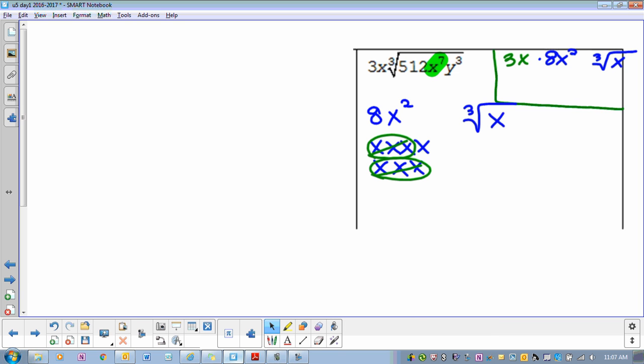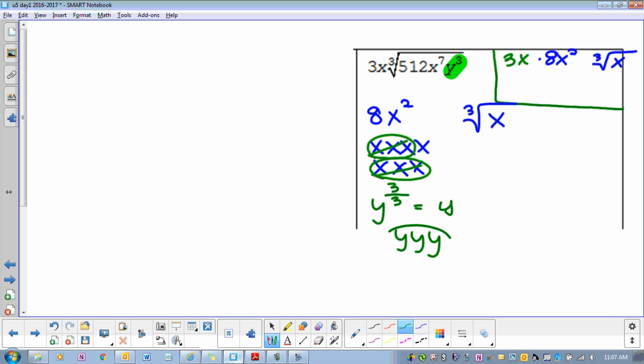Alright. Now let's look at the y's. How many y's do I have? 3. How many do I need in the group? 3. So the y's, isn't that power over root? What's 3 over 3? 1. Which is just y. Or you could do 1, 2, 3. How many groups? How many in the group? 1. Does that make sense? Am I going too fast? Okay. So 1y over here. Okay?